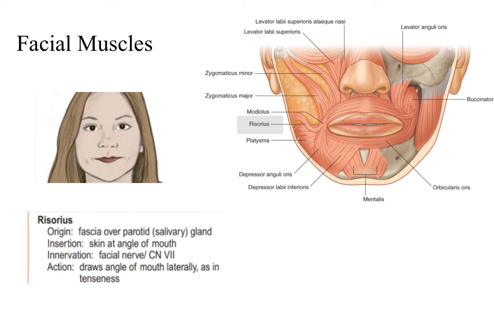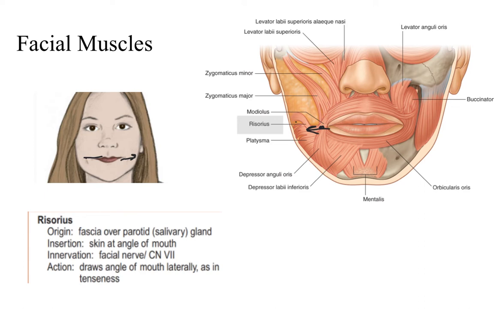All right, the Risorius is a little bit weird of a muscle, which actually means laughing muscle. So if you notice where it's located, the fascia over the parotid gland to the skin at the angle of the mouth. So it's going to draw the angle of the mouth out this way to produce a tense look. And so you see the angle of the mouth being drawn laterally to give you this tense look, or what it looks like to me is somebody who's sitting there listening to your story and going, mm-hmm. So think about that when you think about the Risorius, despite the fact that it's called the laughing muscle.